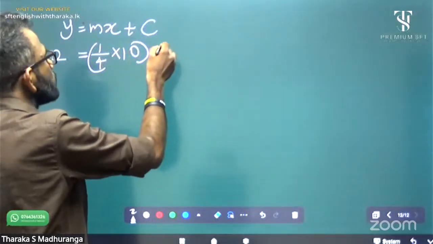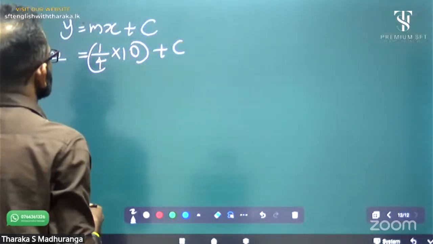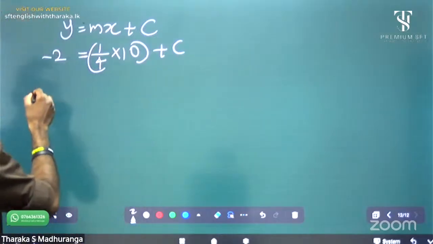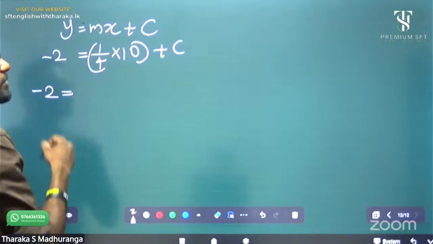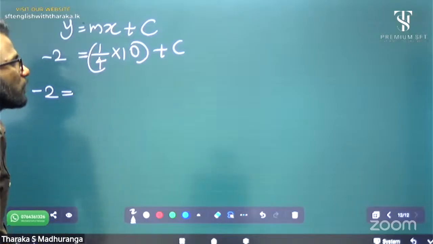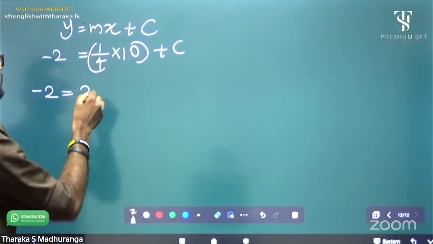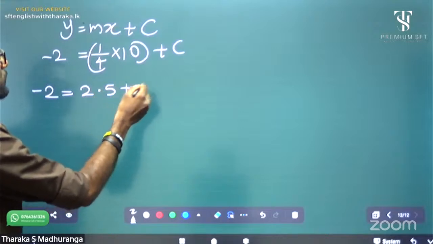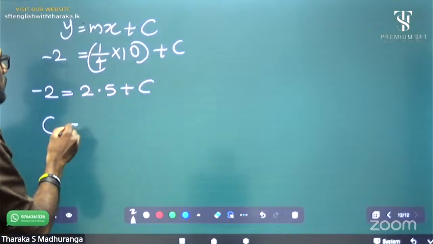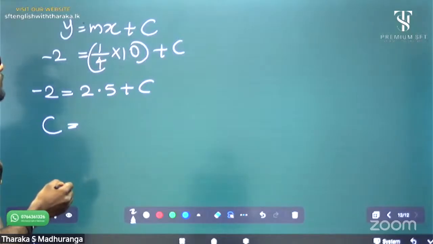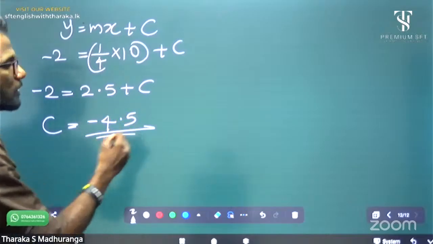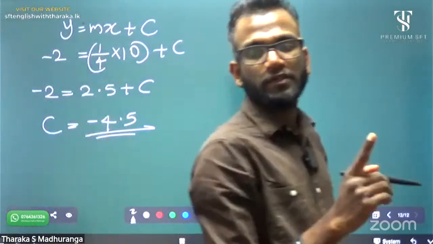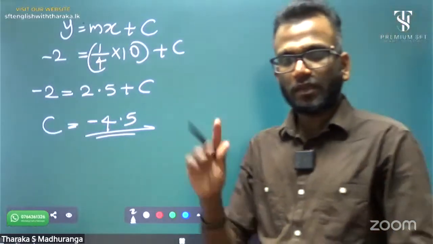Plus c. Now you can isolate the c. Minus 2 equals minus 10 over 4 plus c. Minus 10 over 4 means what's the value? 2.5, no? Minus 2.5 plus c. Okay, c equals minus 2 plus 2.5. It is 0.5, the intercept of the AB straight line.